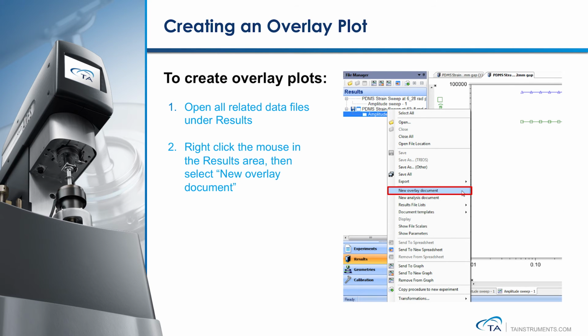We will now look into plotting data from different files on a single graph using the overlay feature. Creating an overlay plot is a powerful data visualization tool that allows a quick comparison between different sample results. First, open all data files to be overlaid. Then, right-click and select New Overlay Document. A new overlay file will be created in the File Manager window, and the results view displays an empty plot.